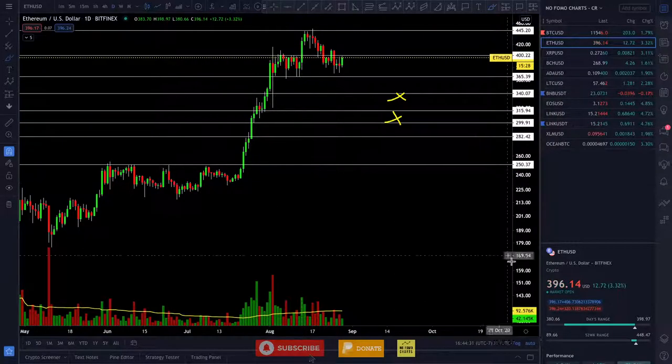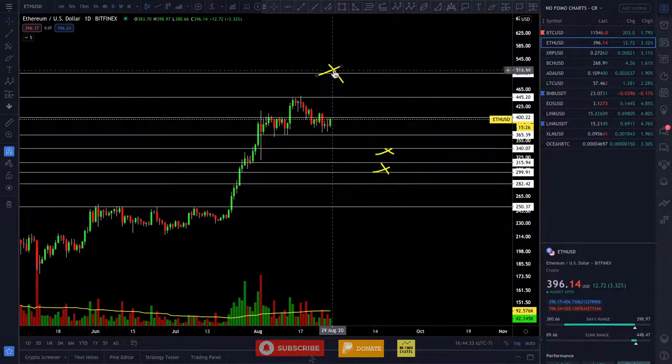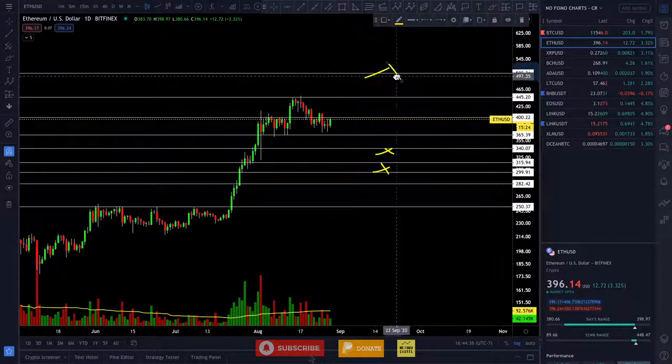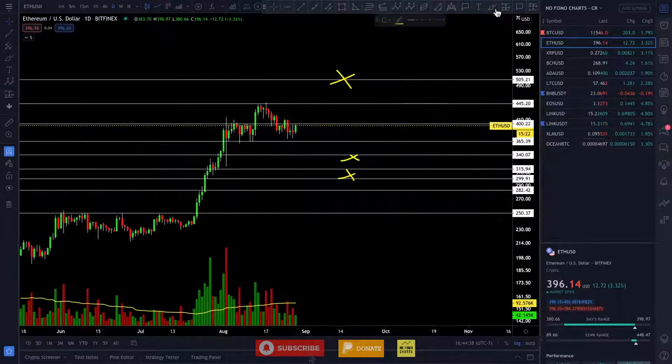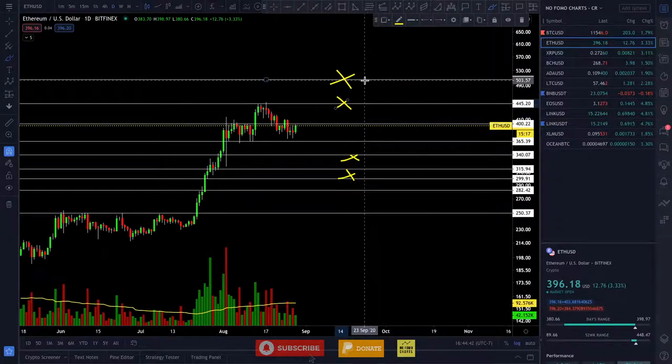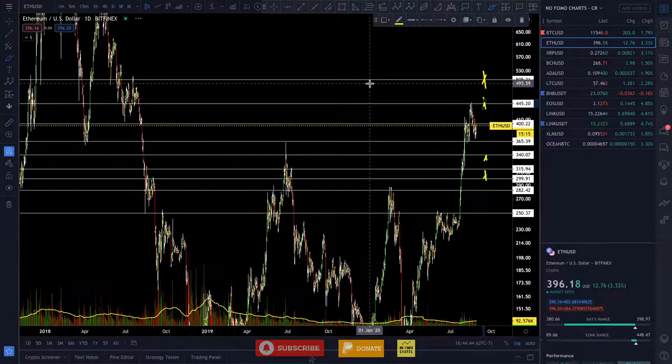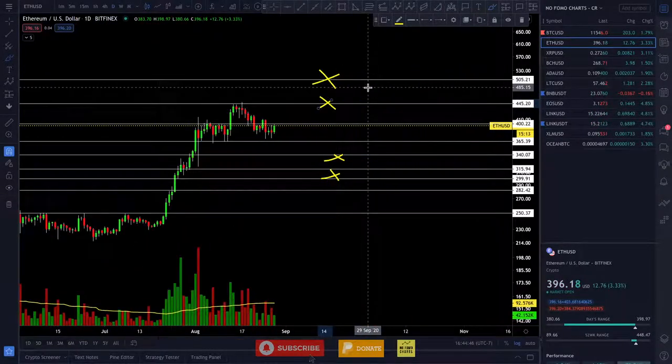Because if we get global FOMO and people say, you know what, let's buy crypto, then it's our, okay, 440 bullish target, 500 bullish targets to the upside. Okay, just watch out for that.